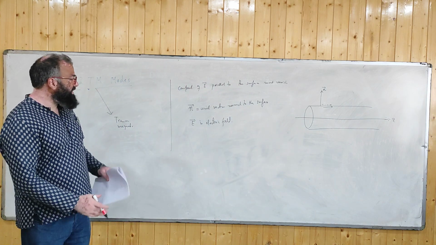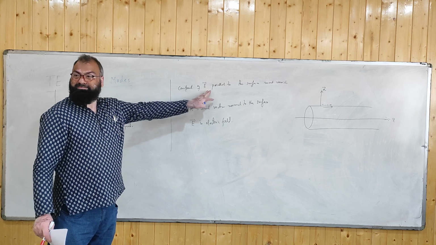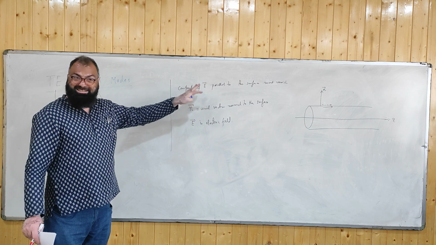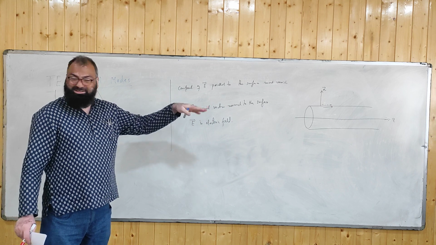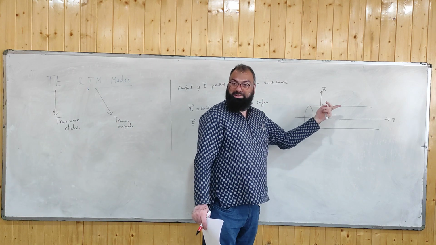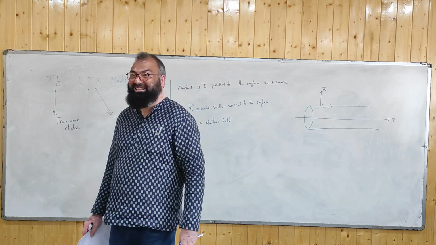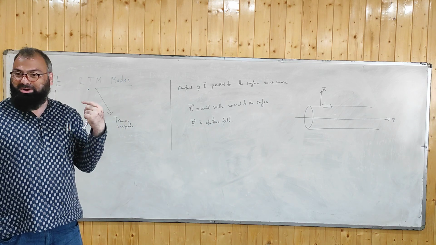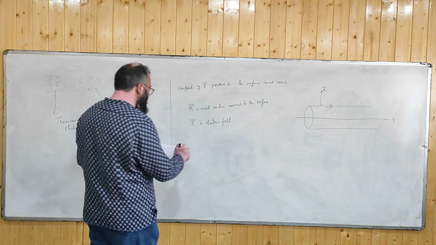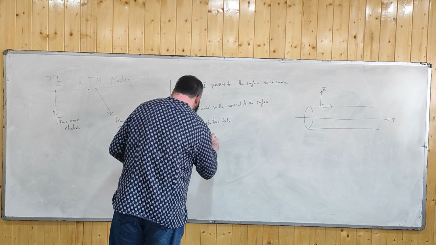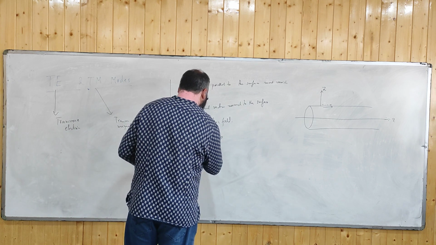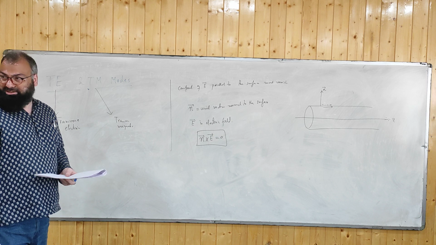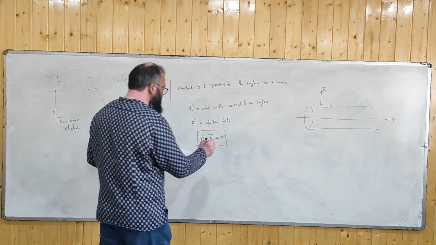Now tell me how I can write this condition. The parallel component of E is 0 at the boundary. So how can I write it? n is a normal vector, E is some vector. How should I find the direction? n cross E. So this condition is reduced to n cross E equal to 0. This is the boundary condition we have, on the surface. This is very important. Let me write it: it is on the surface.